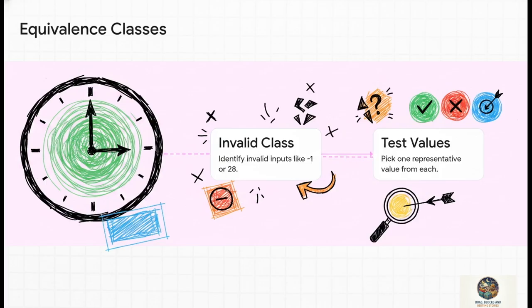Imagine you have a text box that accepts the hours in a day. Testing every single number in the universe is literally impossible, so you partition them. Step 1, identify your valid class, which is 0 through 23. Step 2, identify your invalid classes, like -1 or 28. Step 3, just pick one representative value from each group to test. It's brilliant. Grouping inputs like this avoids an impossible workload while still rigorously challenging the system.